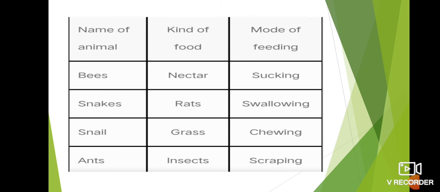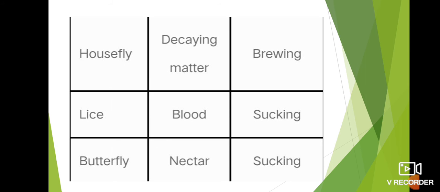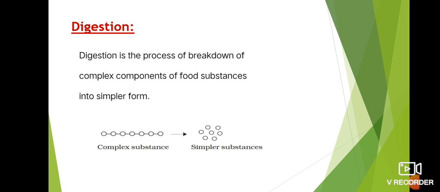Ants. Kind of food is insects, mode of feeding is... Flies. Kind of food is blood, mode of feeding is sucking. And butterfly, kind of food is nectar, mode of feeding is sucking. From the above table, we know that different animals have a different mode of taking their food. Now we will study in detail about nutrition in humans, that is their mode of taking food, digestion and assimilation of food, and finally removal of undigested food.